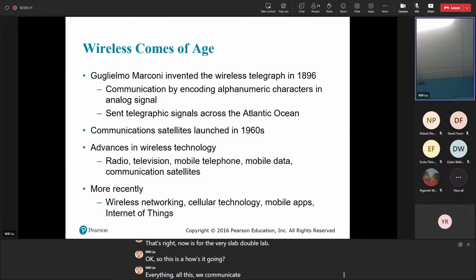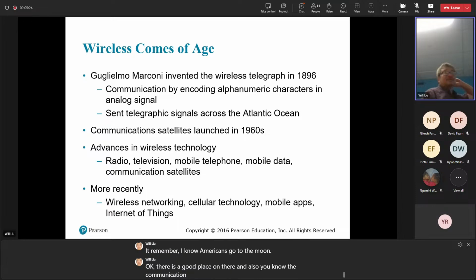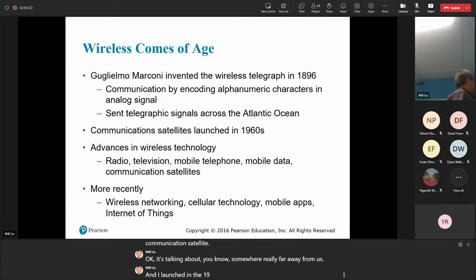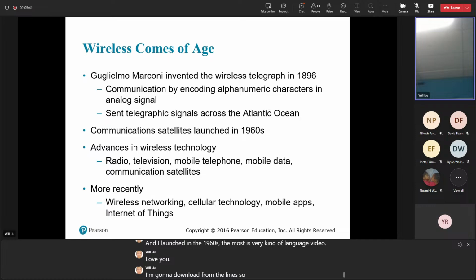Communication satellites were launched in 1966. You remember Americans went to the moon and put a flag there, and also the communication satellite. It's about reaching somewhere really far away from us, and they were launched in the 1960s. Then came radio, cell phones, mobile data, communication satellites. You can see more and more new services. Depending on how much bandwidth you have, you put your signal there.